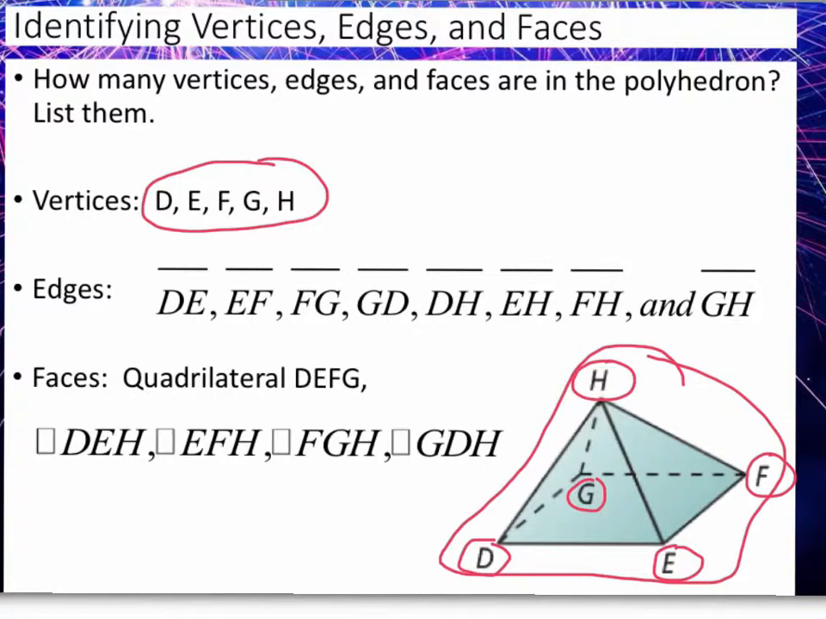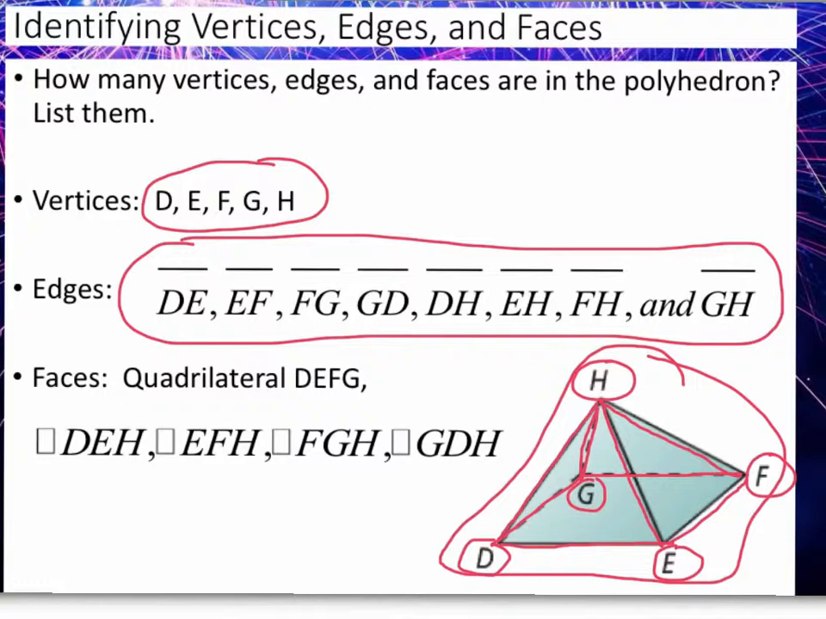Notice how I labeled them out, just like a list. All the edges, I have DE, EF, FG in the back, GD on the side, DH, EH, FH, and GH in the back. Those are all our edges, and notice how I labeled them. I put the notation of segments above because they're all segments.